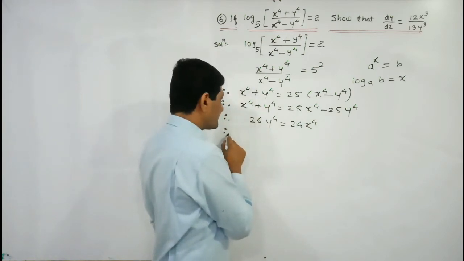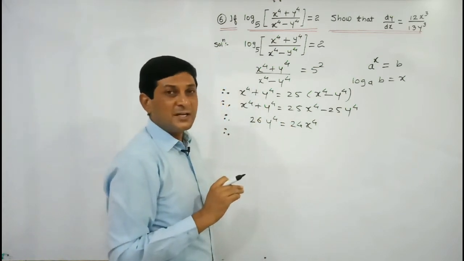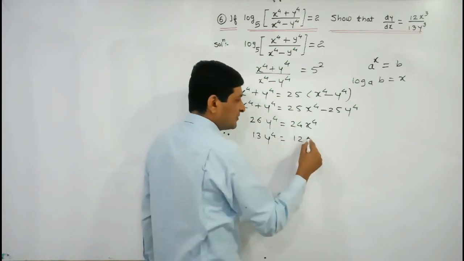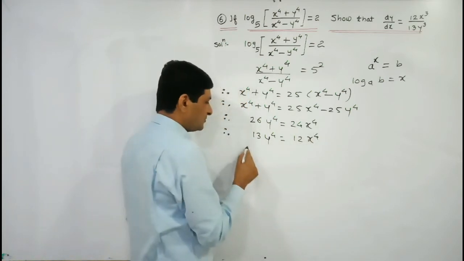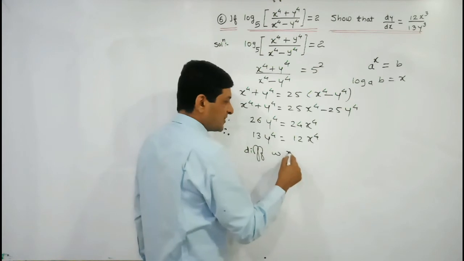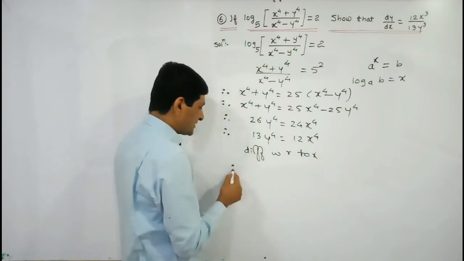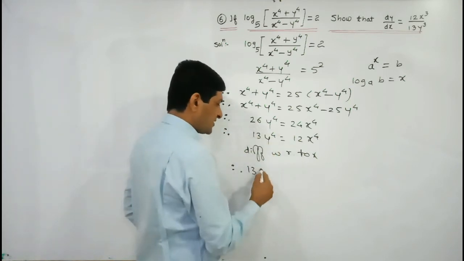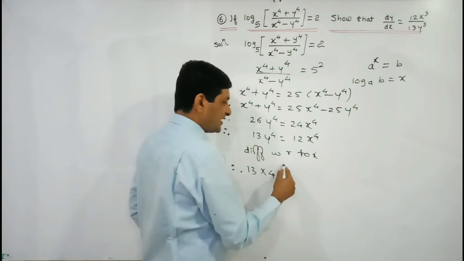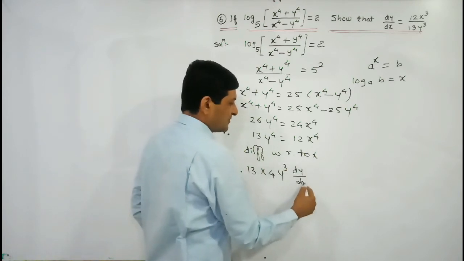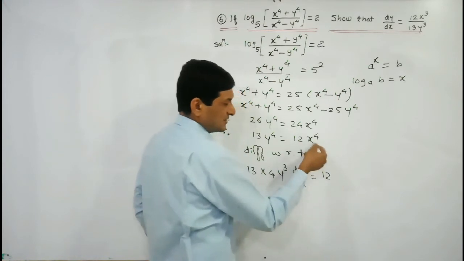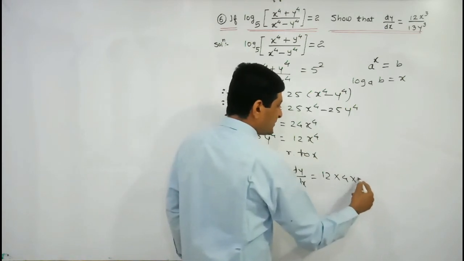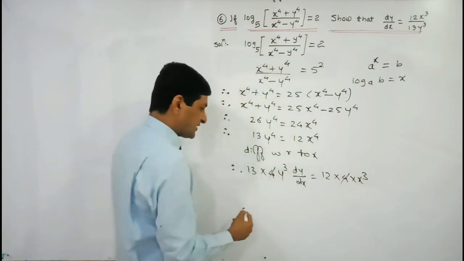Easily we can observe that both sides are divisible by 2. If I divide both sides by 2, we get 13 y raised to power 4 on this side and 12 x raised to power 4 on the other. Now the given expression is in the simplest form, so we differentiate it with respect to x. On this side 13 is a constant, keep it as it is. We find the derivative of y raised to power 4: first take the power of y as a coefficient, decrease its power by 1, into the derivative of y, which is dy by dx. On this side 12, keep it as it is. The derivative of x raised to power 4: first take the power as a coefficient, decrease the power by 1. So the 4 and 4 on both sides get cancelled.